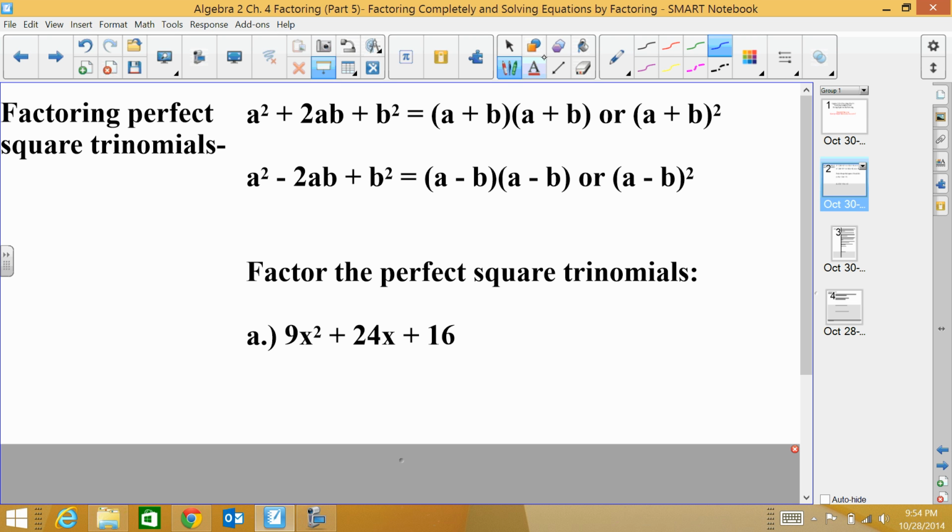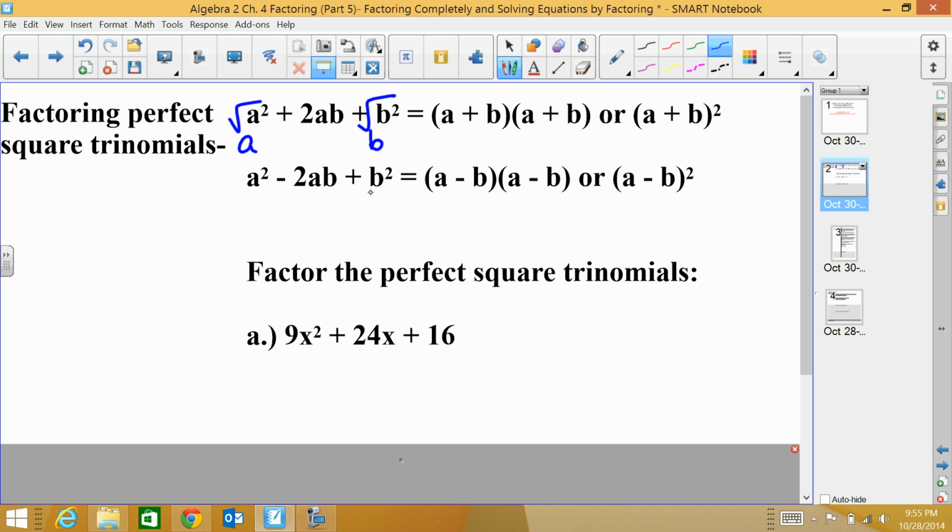If I notice that the first number is a perfect square and the second number is a perfect square, then what I can do is take the square roots of these and I would get a and b, and whatever those values are, if the middle comes out to be 2 times a times b, then it is a perfect square trinomial. And so then when you factor it, it factors into two of the same thing. So it would be a plus b times a plus b, or you could write that as a plus b squared so that you don't have to write it twice.